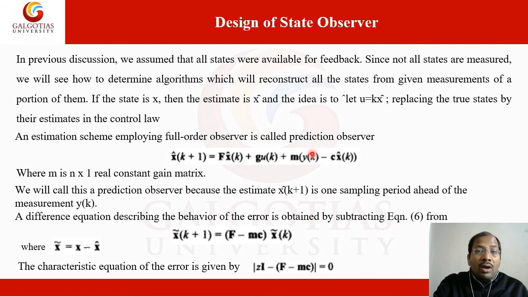In the reduced order observer, we have to estimate only 8 states, that is, the unknown or unmeasurable states. Only 8 state variables we have to estimate using the reduced order observer. For the other 2 states, we can directly apply feedback using the measurement devices. So here we are first going to discuss the full order observers.